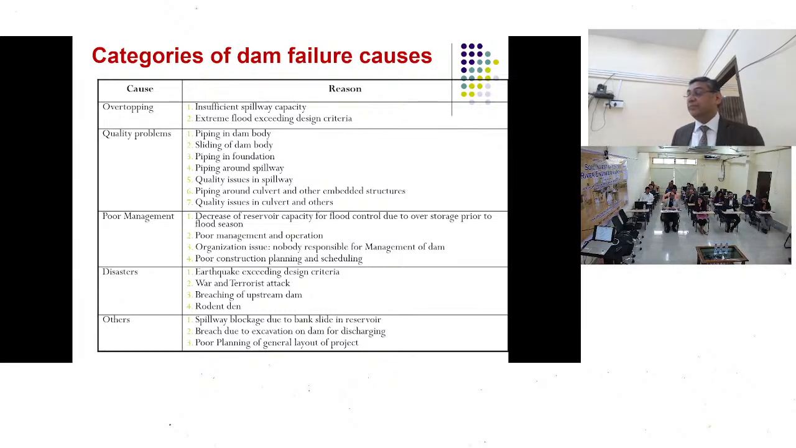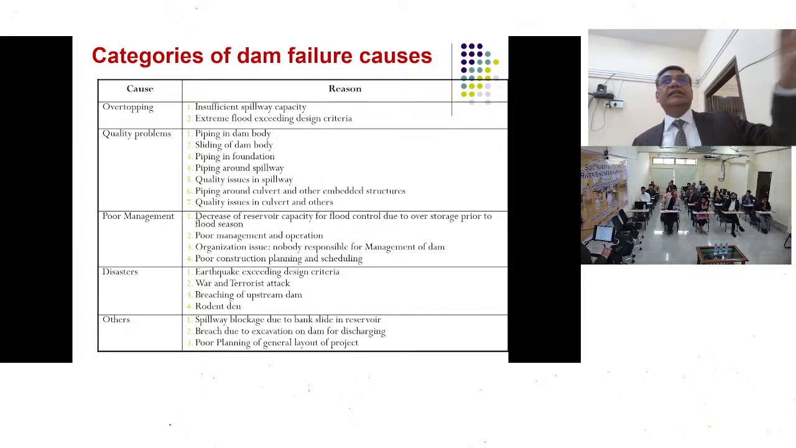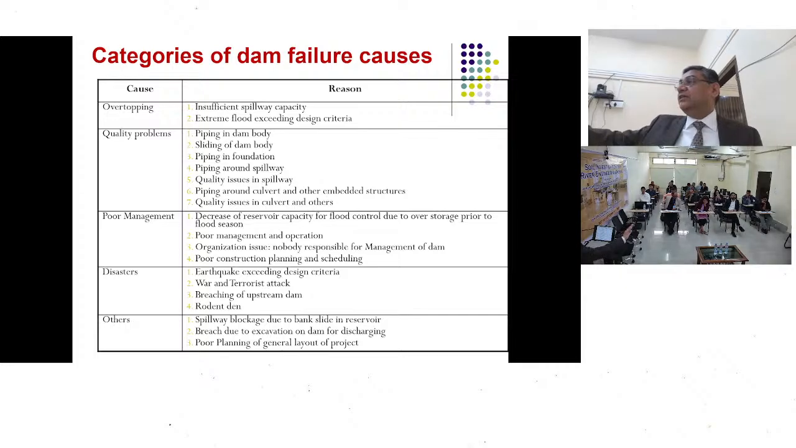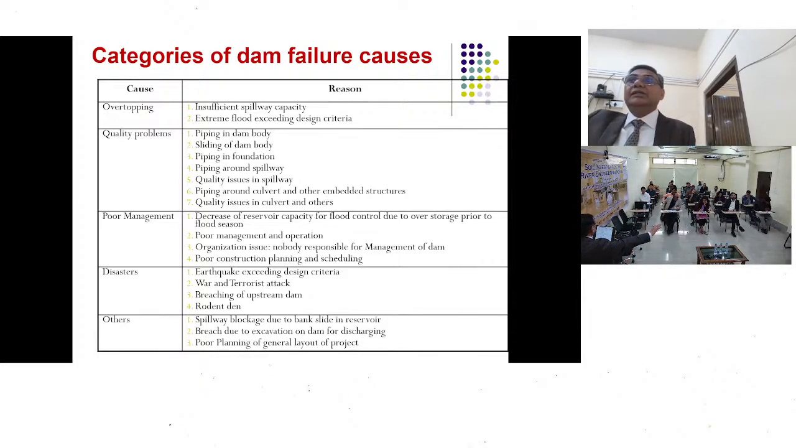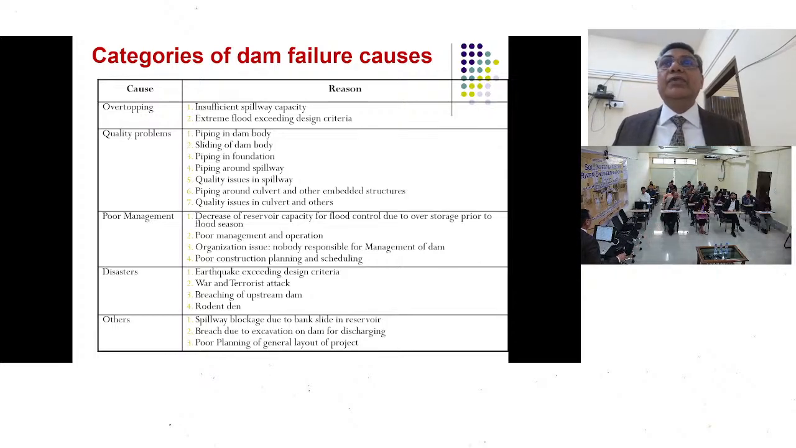Poor management: decrease of reservoir capacity for flood control due to over storage prior to flood season, poor management and operation, organization issues, nobody responsible for the management of the dam. This is the construction team. This is the team who is going to look after the guest house. And this is the team who will look after when some dignitary is visiting. But there is no team to look after the dam, for which this whole structure is there.